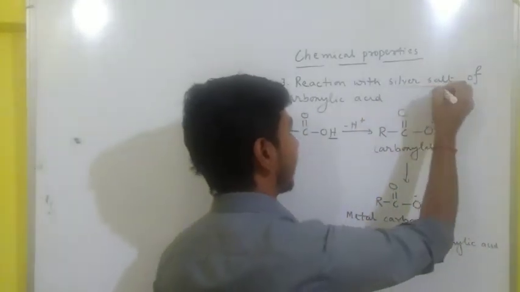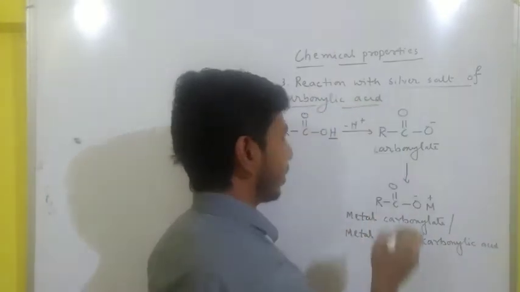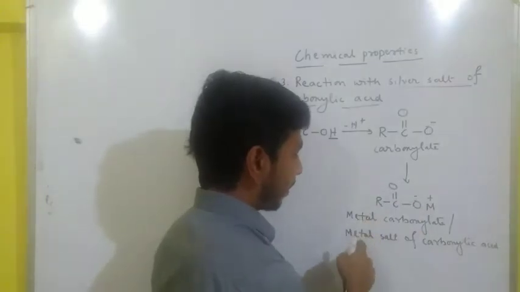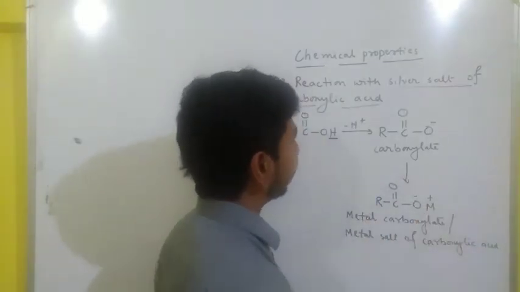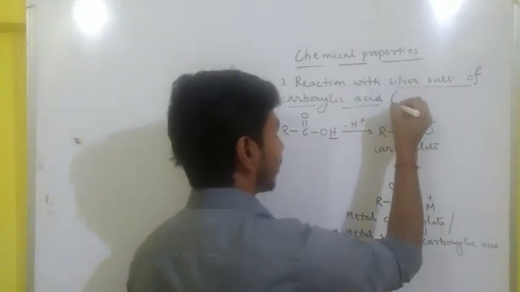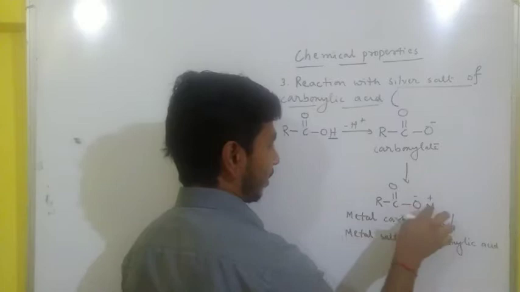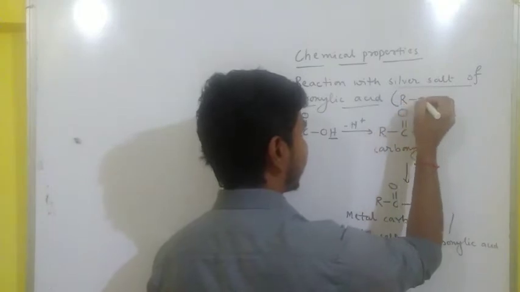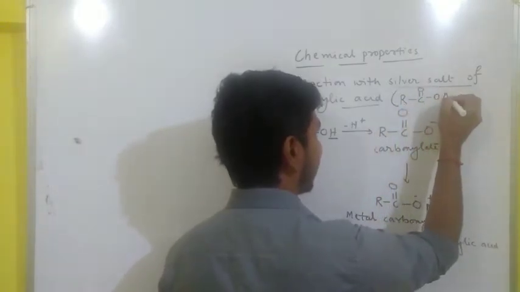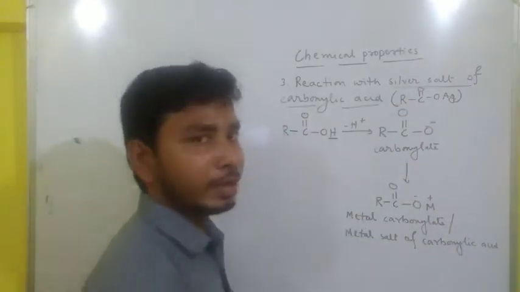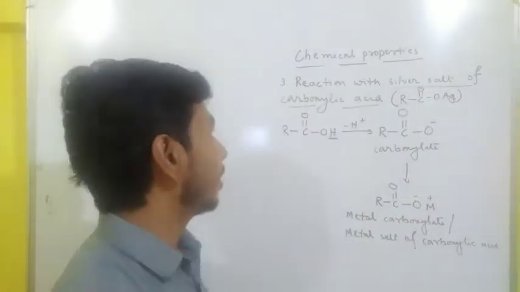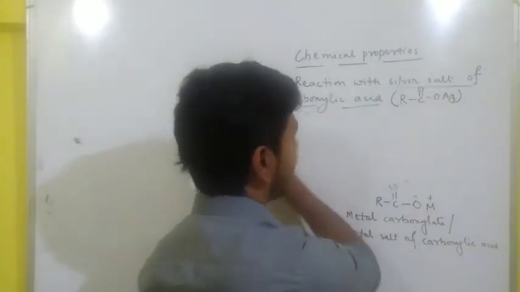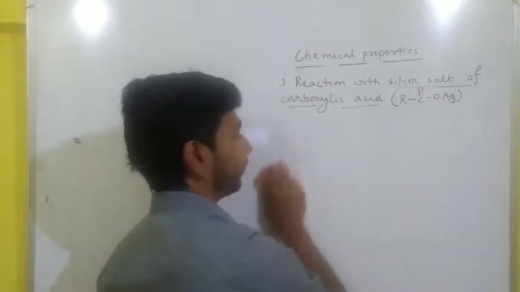Now here it is silver salt of carboxylic acid. So the metal is now silver. If it is silver, it is called silver salt of carboxylic acid. So the formula of the silver salt of carboxylic acid will be RCOOAg. Metal is silver, so this is the silver salt of carboxylic acid. So now we are going to discuss the reaction with the silver salt of carboxylic acids.